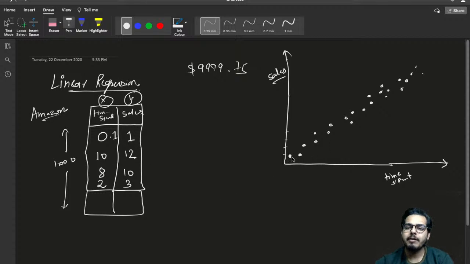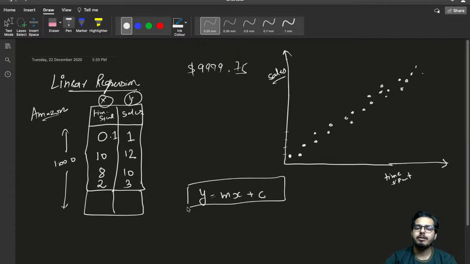So I hope everyone knows what is the equation of a line. So line equation is something like this. Y is equal to mx plus c, right? Fine. This is the equation of a line. Generally, what is y? Y here is, let's say, your sales. Fine. What is your x? X is your time spent. What are your m and c? These are the parameters of any algorithm. So there are a lot of algorithms in machine learning, and these are the parameters that you have to learn.